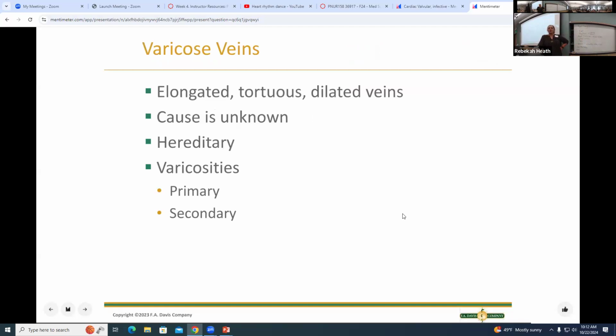We don't know necessarily what causes them. There tends to be some hereditary things that happen. And we know that some things can contribute to them, like standing for long periods of time. But you get these veins that become kind of longer and tortuous, meaning they bulge out and they're like all over the place.